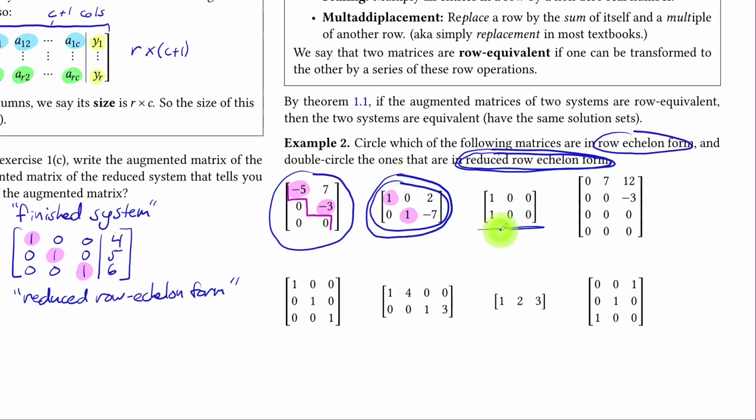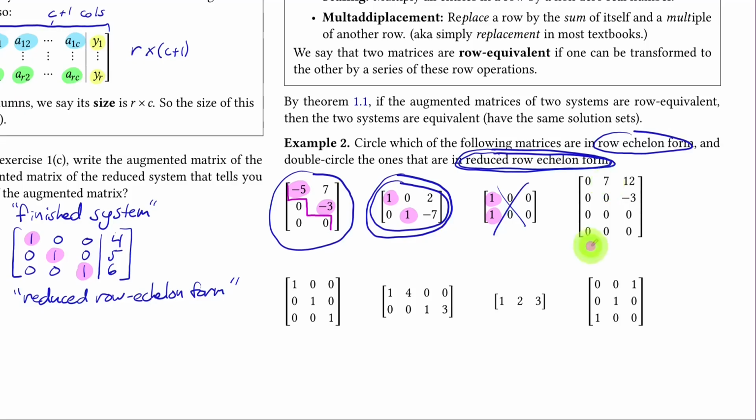Let's look at the third one here. So here's the leading entries. Is each one to the right of the one above it? No. The second one here is directly below the one above it. So this is not echelon form at all. It fails condition number 2. And yeah, if you were going to try to draw the staircase here, it wouldn't work. You don't have zeros on the bottom left.